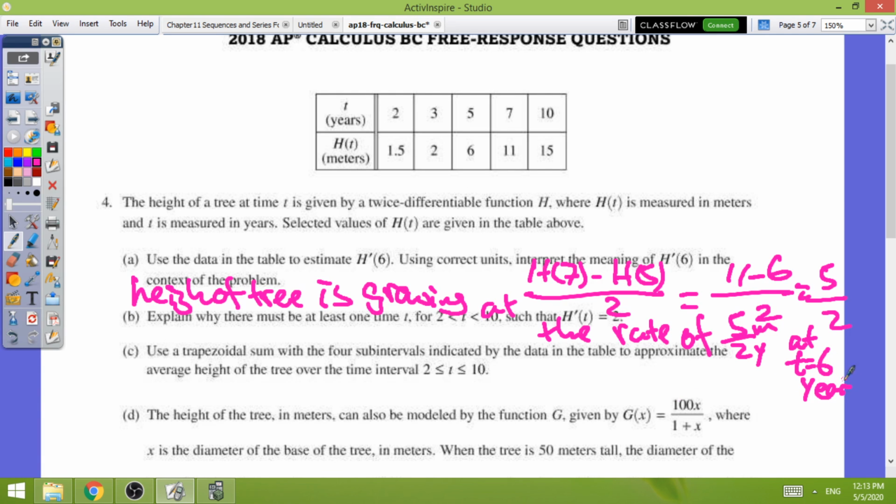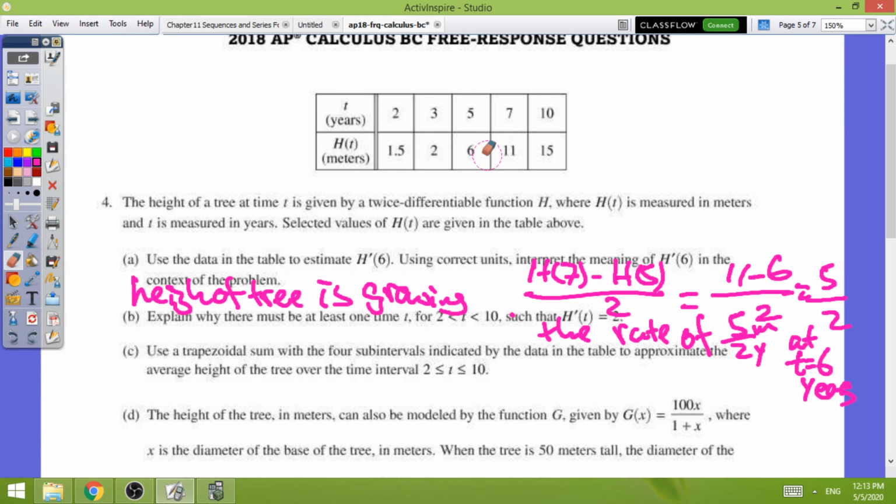Okay, so now let's see what else we have for the next one. Explain why there must be at least one time from 2 to 10 such that h prime of t is 2.